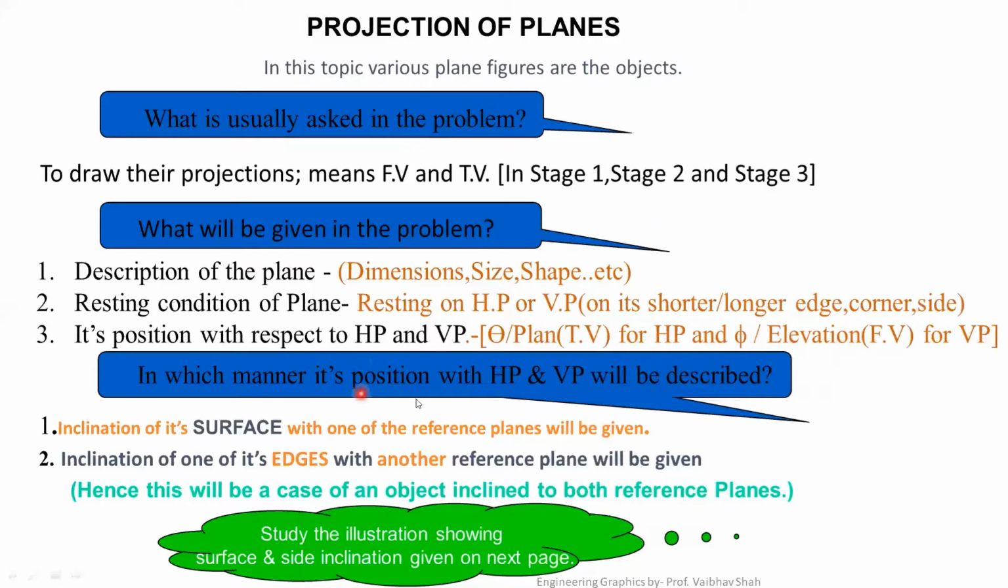In which manner will its position with respect to HP and VP be given? First, inclination of its surface with one of the reference planes will be given. Second, inclination of one of its edges with another reference plane would be given. Hence, this will be a case of an object inclined to both the reference planes, HP as well as VP. Now, let us study the illustration showing surface and side inclinations.